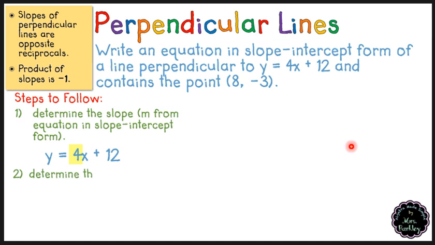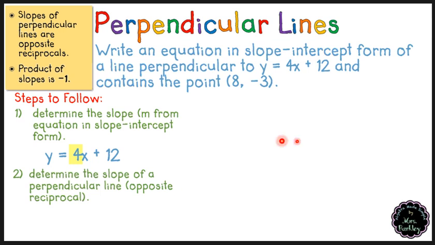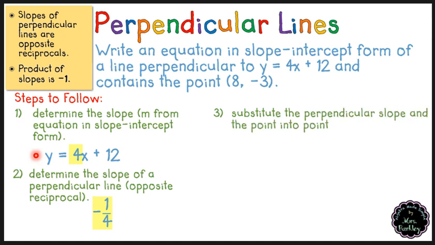Our second step is to determine the slope of a perpendicular line, remembering that that is the opposite reciprocal. So if the slope of this equation was positive 4, then our opposite reciprocal would be a slope of -1/4. This slope is what we are going to substitute into point slope form and then convert that equation into slope-intercept form.